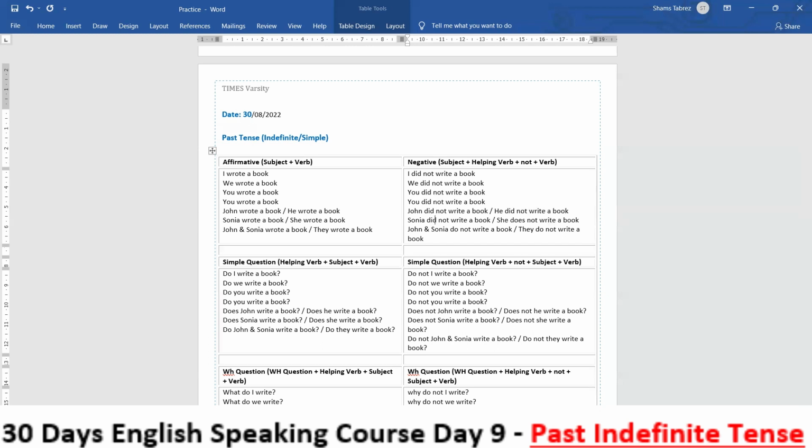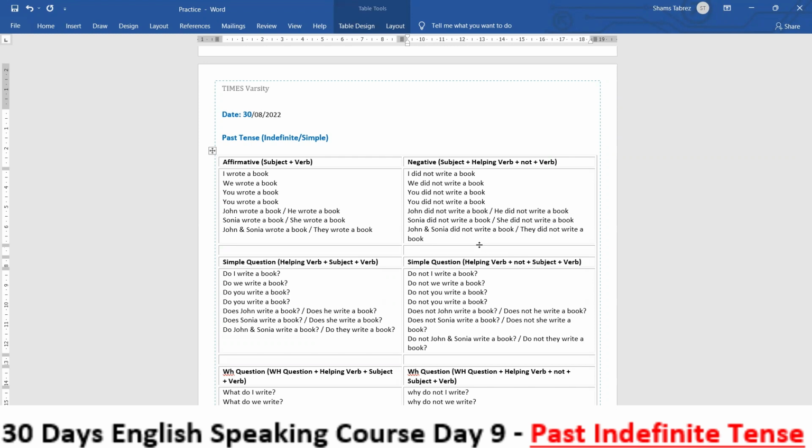Faiz, it's your turn. Please read out and translate in whichever language, Hindi or Urdu. I did not write a book. मैंने किताब नहीं लिखी. We did not write a book. हमने किताब नहीं लिखी.